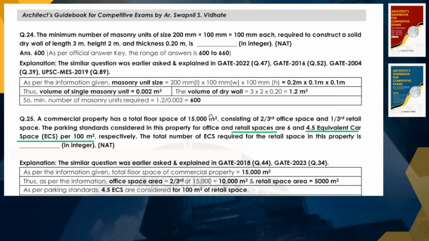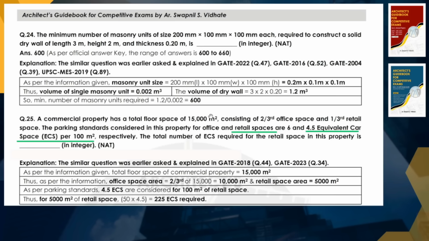So what is the standard provided as per the parking standards? They are saying 4.5 ECS is required per 100 square meter, right? So we just need to do the cross multiplication. If 4.5 ECS are required for 100 meter square, what will be the ECS required for 5,000 meter square? The answer will be 225 ECS for this 5,000 meter square of retail space. As per the answer key, 225 is the answer desired, so you will get full marks because we have correctly calculated 225 for this question 25, a numerical answer type question.